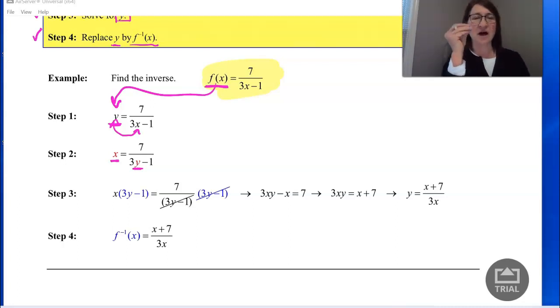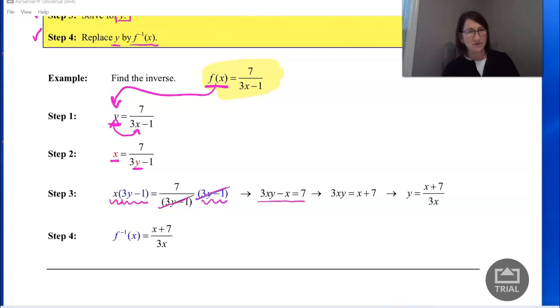Now we want to solve for y. So anytime your variable is in the denominator like it is here, the easiest thing to do is to multiply both sides by that denominator. So that's why I'm multiplying here by 3y minus 1. So the 3y minus 1's go away. And so I'm just left with this x times 3y minus 1 equals 7. When you distribute that x, that's how we get this next equation.